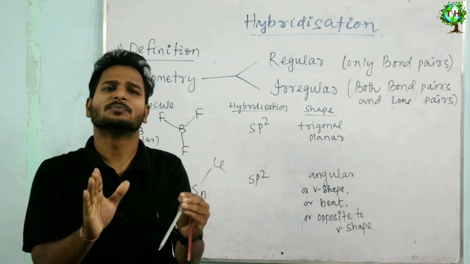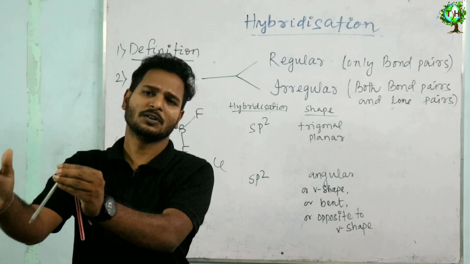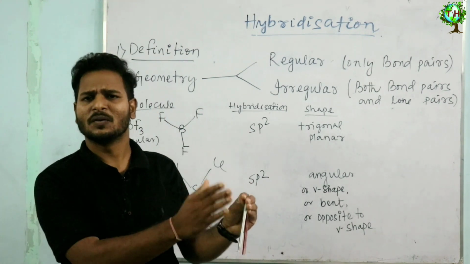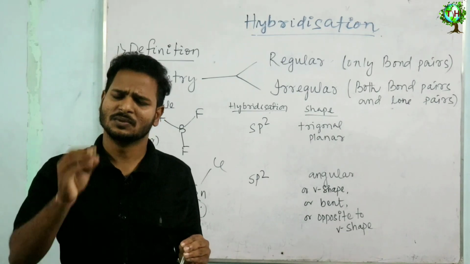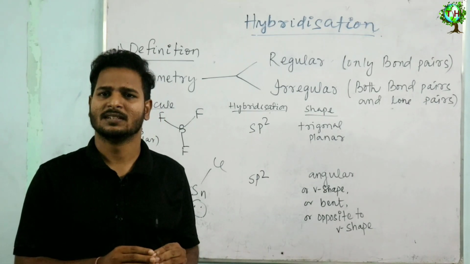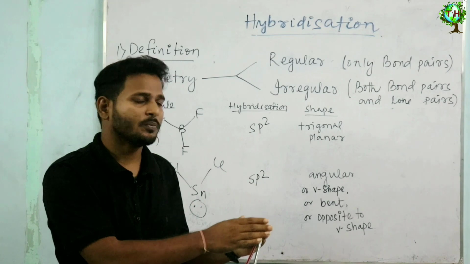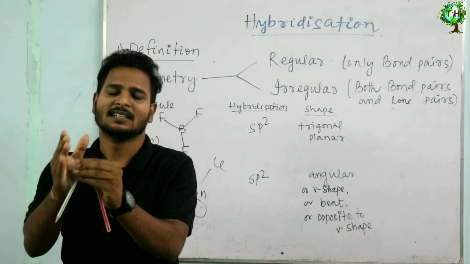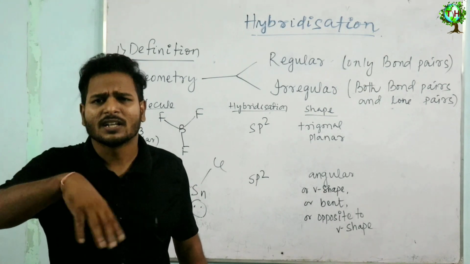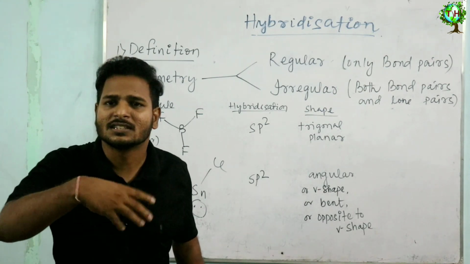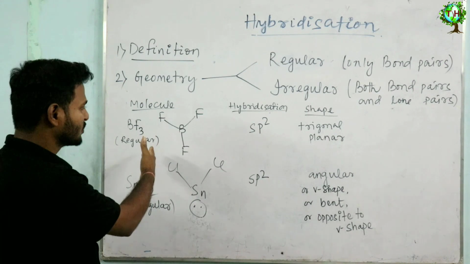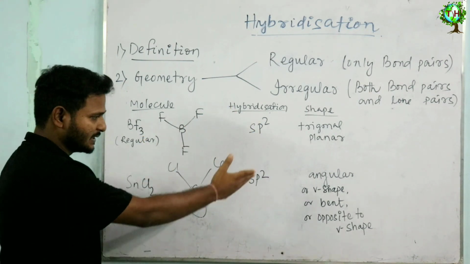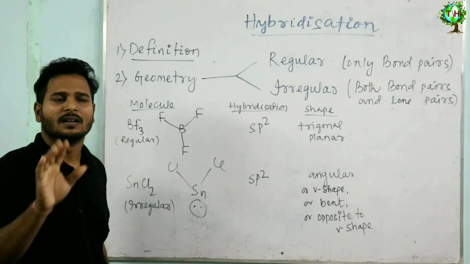So this is the difference between a regular geometry and an irregular geometry. Geometry is of two types, regular and irregular. Regular has only bond pairs which have a symmetrical repulsion, but irregular has both bond pairs and lone pairs. Because it has both, it's not a symmetrical repulsion. So the structure is distorted. So for regular geometry, this is trigonal planar, and for irregular geometry, this is V shape.